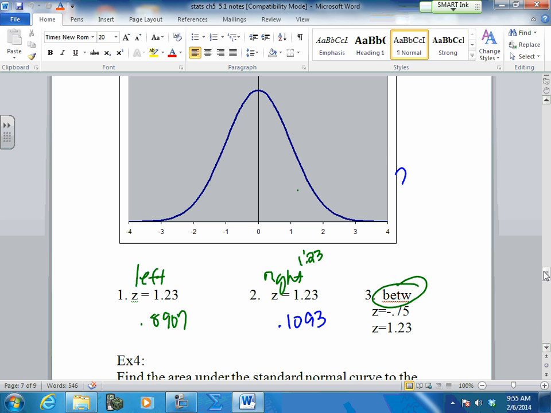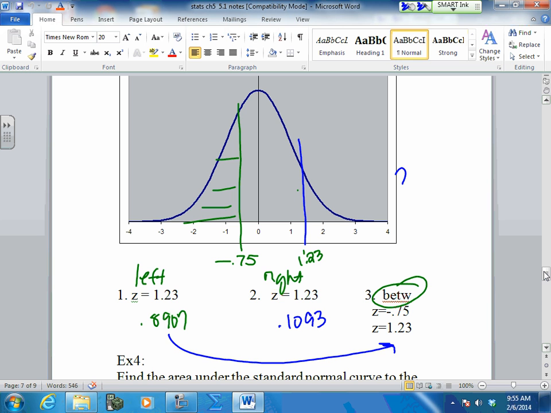And then I want the area between negative 0.75 and 1.23. Between what two integers does negative 0.75 fall? 0 and negative 1. Right here. That's the area to the left. And where does 1.23 fall? In between 1 and 2. And didn't we find that area already? We know that area to the left. And what are we going to have to do when we find those two areas? Subtract them.